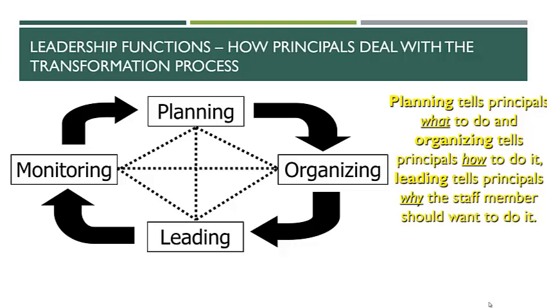This is the principal making the plans of what the vision and mission of the school is. The organization is the principal working collaboratively with the community of stakeholders, explaining how they're going to fulfill the plan. And then the leading is the principals convincing the community of stakeholders on why it's important to complete the plan and how we're going to continue to do it. And then the monitoring is that constant check on the plan, and then we reinitiate the cycle.